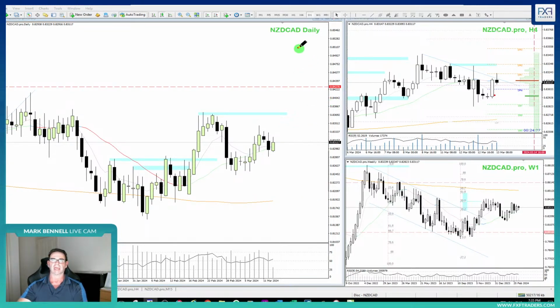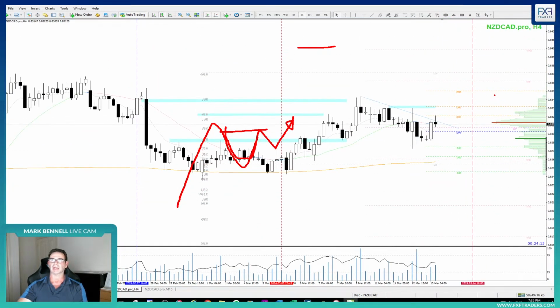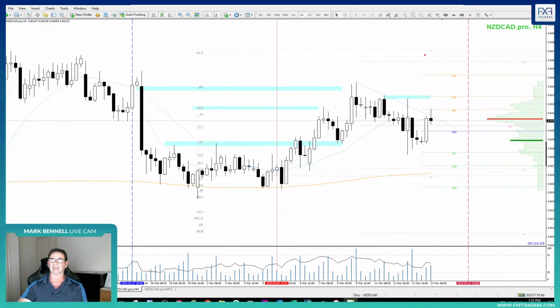All right, New Zealand CAD daily, big pullback, back up through here, create a little cradle pattern down through here, looking for a push out in this region. Here's our 4-hour chart. I apologise if I'm going very fast and you're not understanding it. It will make sense over time.